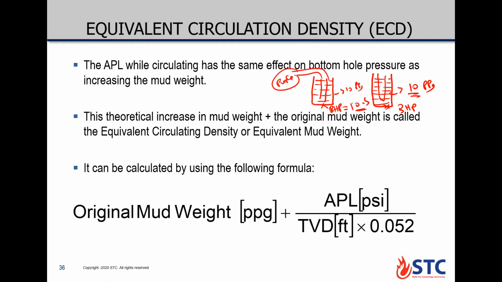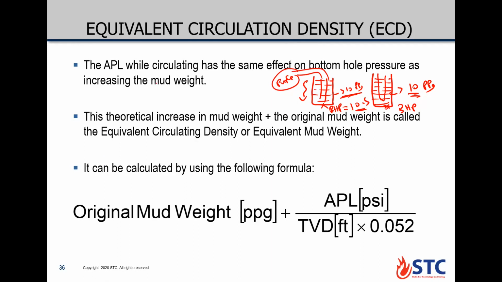feels a pressure equivalent to, for example, 10.5. Why is there this increase? We have the same mud weight inside the well. Mud weight didn't change, okay? So what is the difference? Why does bottom hole pressure read a higher equivalent pressure, 10.5 ppg? This is because of the effect of APL. Once the pump is running, there is an additional factor, APL, acting on the bottom. So this is a theoretical increase in mud weight, no actual increase in mud weight.